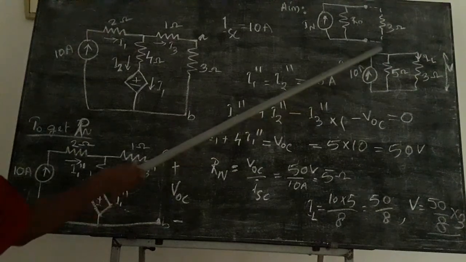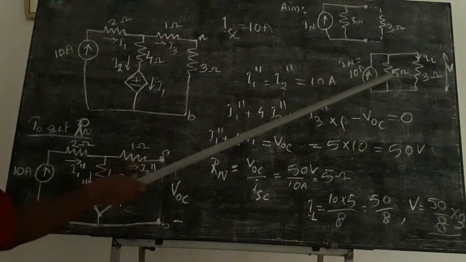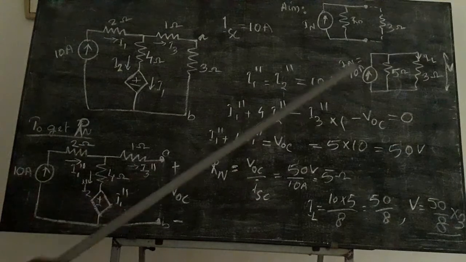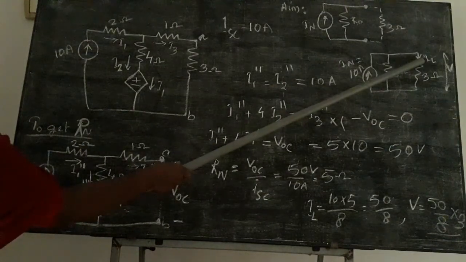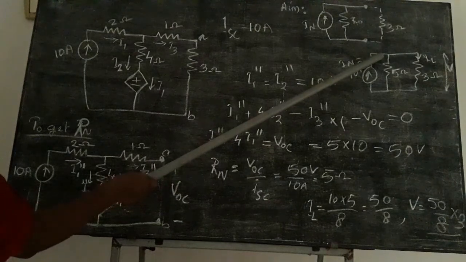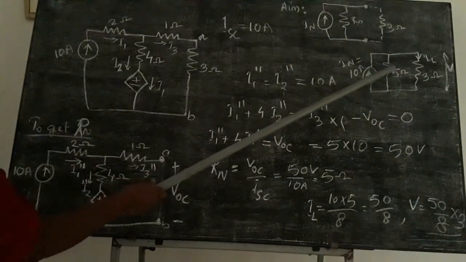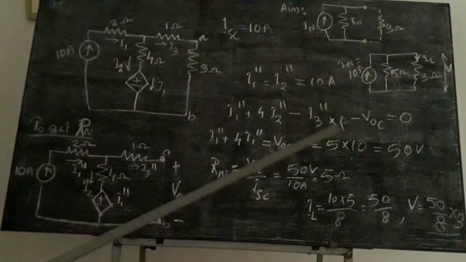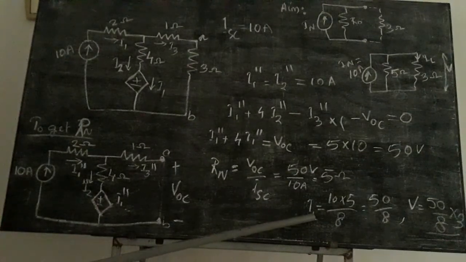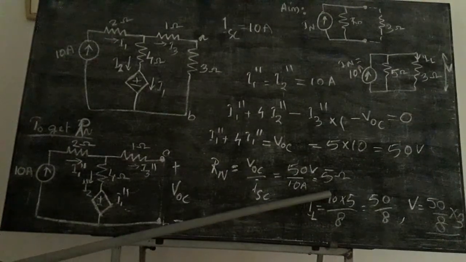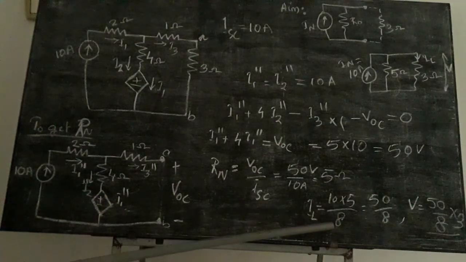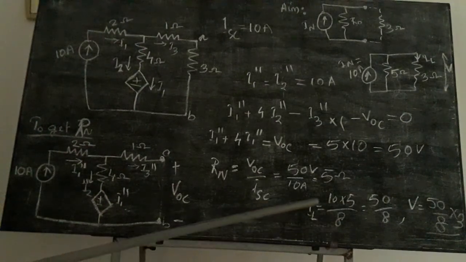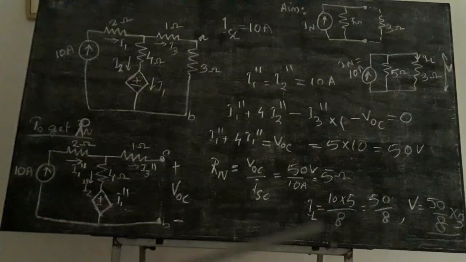Current entering, reaching this junction, going to 5 ohm and going to 3 ohm. Current entering a branch is equal to the current coming to the junction times the other resistance divided by the sum of the resistances. So, IL is equal to the current entering the junction, 10, into the other resistance, 5. The sum of the resistances is 5 plus 3, 8. So, IL is equal to 50 by 8.